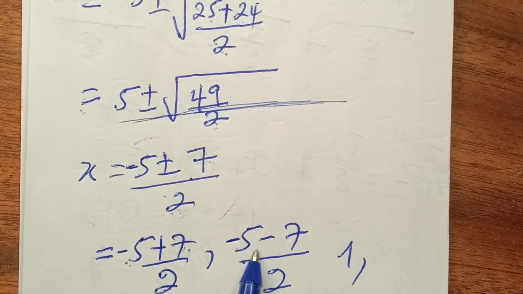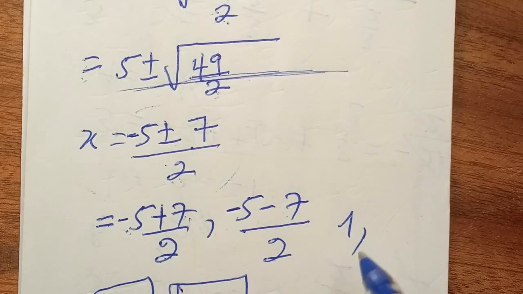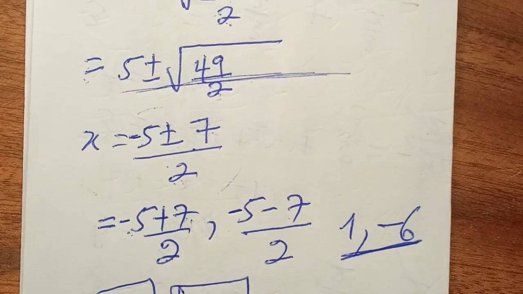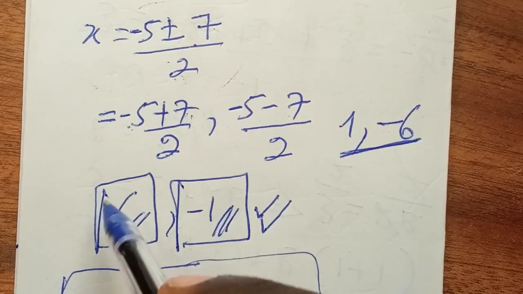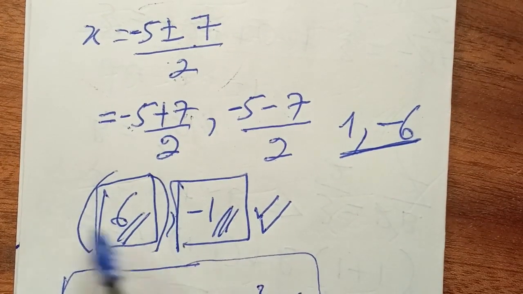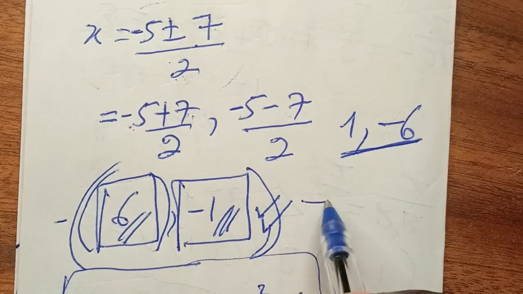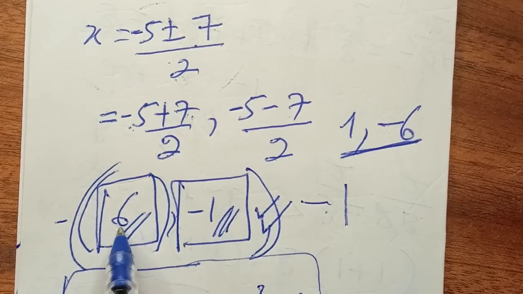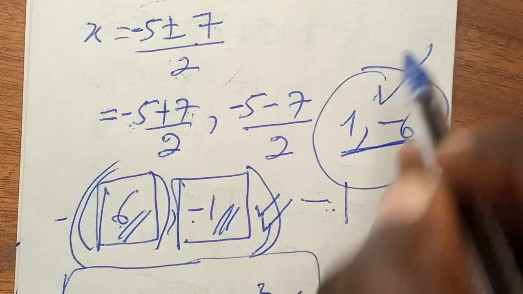Then minus 5 plus minus 7 is minus 12. Minus 12 divided by 2 is minus 6. So your answers now become 1 and minus 6. In other words, if you have solved omitting that, then you can still get the answer by multiplying all of these by minus 1. Minus 1 times 6 will give you minus 6, and minus 1 times minus 1 will give you plus 1, which is the same as you can see here.